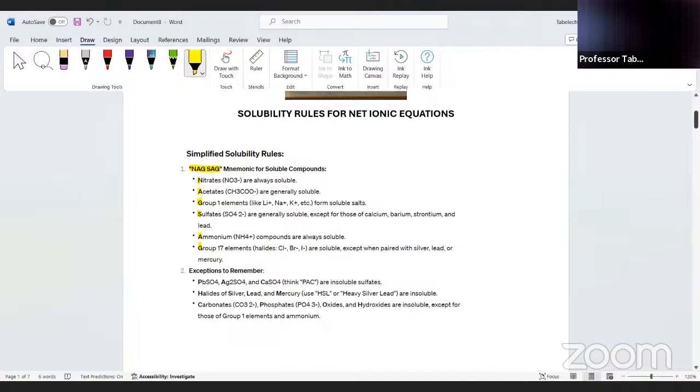That's insoluble. Your carbonates and phosphates, oxides, and hydroxides are also insoluble, except those of group 1 elements and ammonium. So in other words, if you combine group 1 elements and ammonium with any of those, they are going to be soluble.